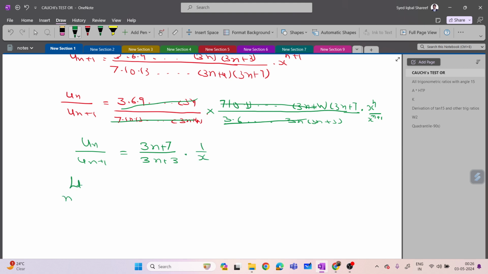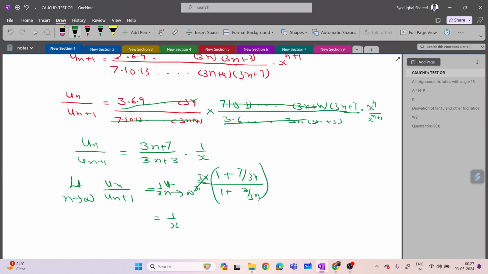Now apply the limit as n tends to infinity. u_n by u_(n+1) equals limit n tends to infinity, 1 by x outside. If you take 3n common, numerator is 1 plus 7 by 3n, denominator is 1 plus 3 by 3n. The 3n in numerator and denominator get cancelled. As n tends to infinity, 1 by n tends to 0. The answer is 1 by x.